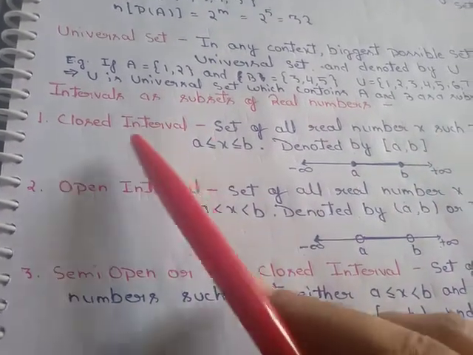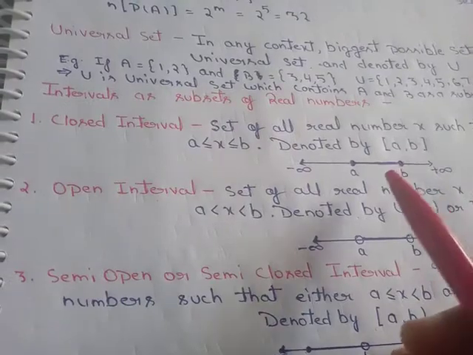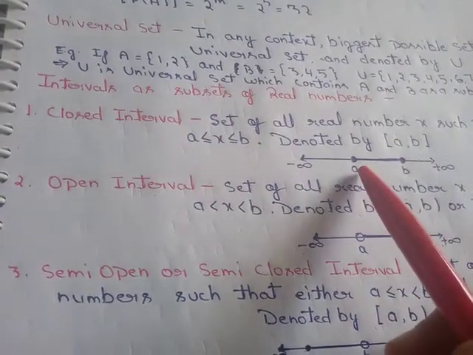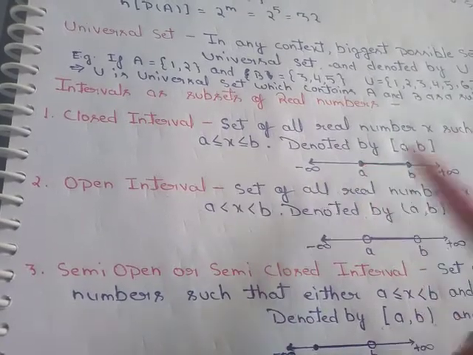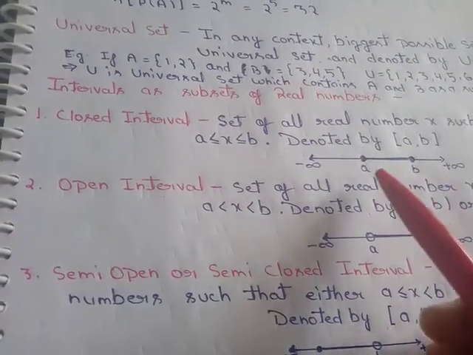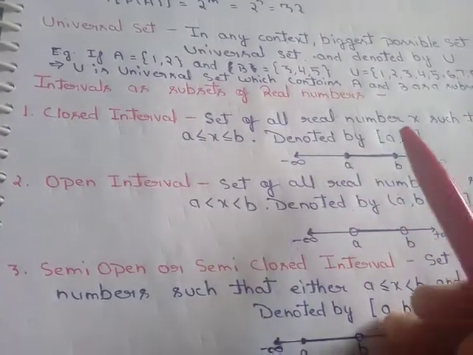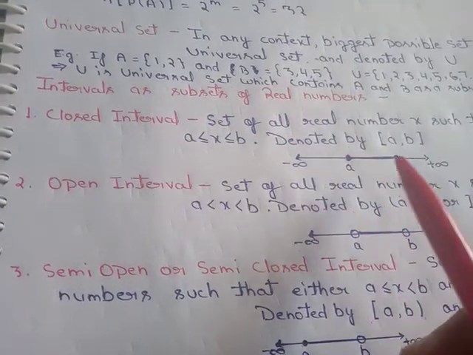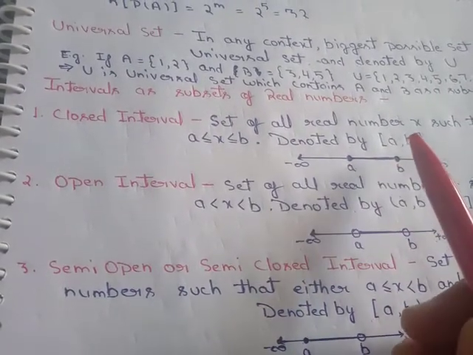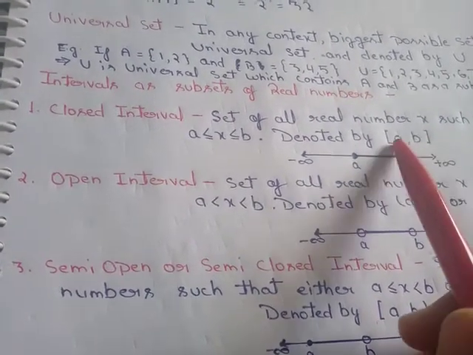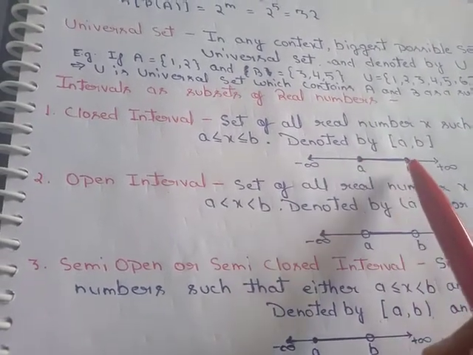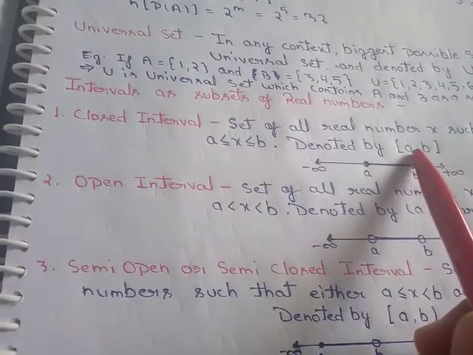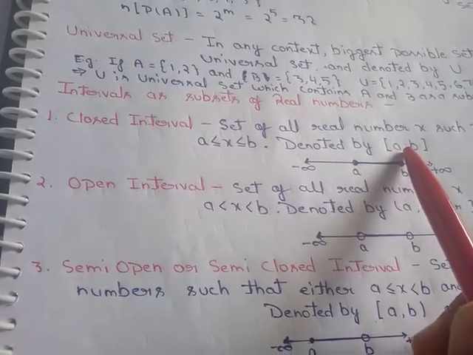in the closed interval, and we denote a and b with a dot. It means a and b both are included in this closed interval, and all numbers between a and b are also included in the closed interval.